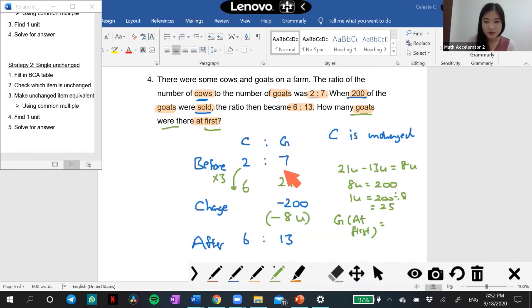How many goats were there at first? Goats at first, 7 or 21? I look at 21 here. So 21 units, the equivalent one. At first, okay, 21. So 21 times 25, that will get you 525. So this is the number of goats at first.